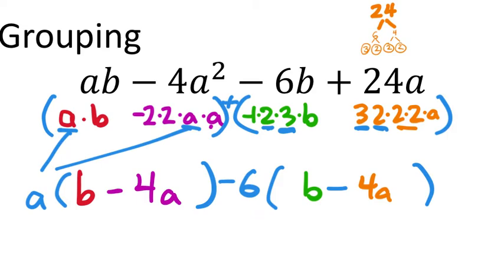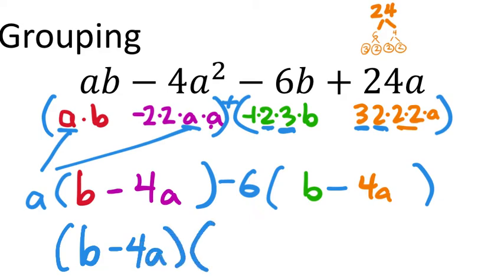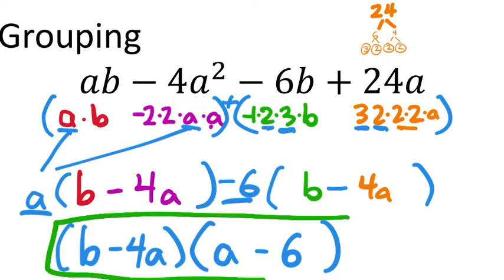Okay, so what do I got left? I got this common factor of b minus 4a to yank out from both terms. And then what do I got left? Well, I had the a here and then the -6. And then I don't see any, again, I'm just checking for any greatest common factors from either one of those binomials. I don't see any, so that looks like it will do.